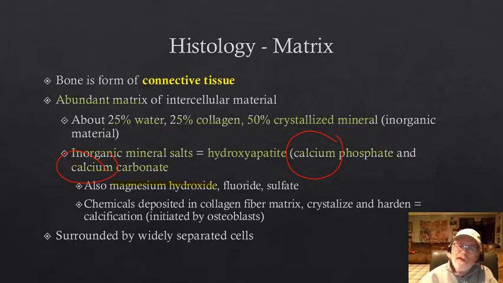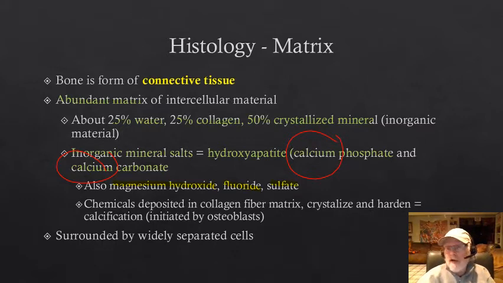We also have another mineral salt in bone called fluoride. Communities used to fluorinate their water, putting a certain level of fluorine in the water. That was to stimulate the development of hard bones, so kids would develop harder bones, okay? Fluoride toothpaste is going to make the teeth harder as well. So it's a hardening type of material. Also sulfates are in there as well, okay?